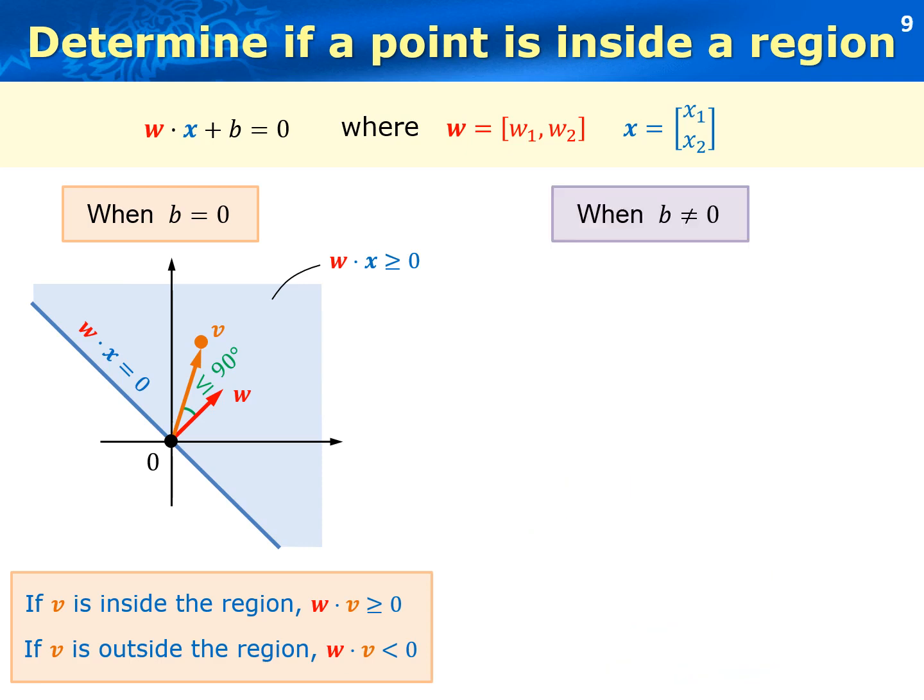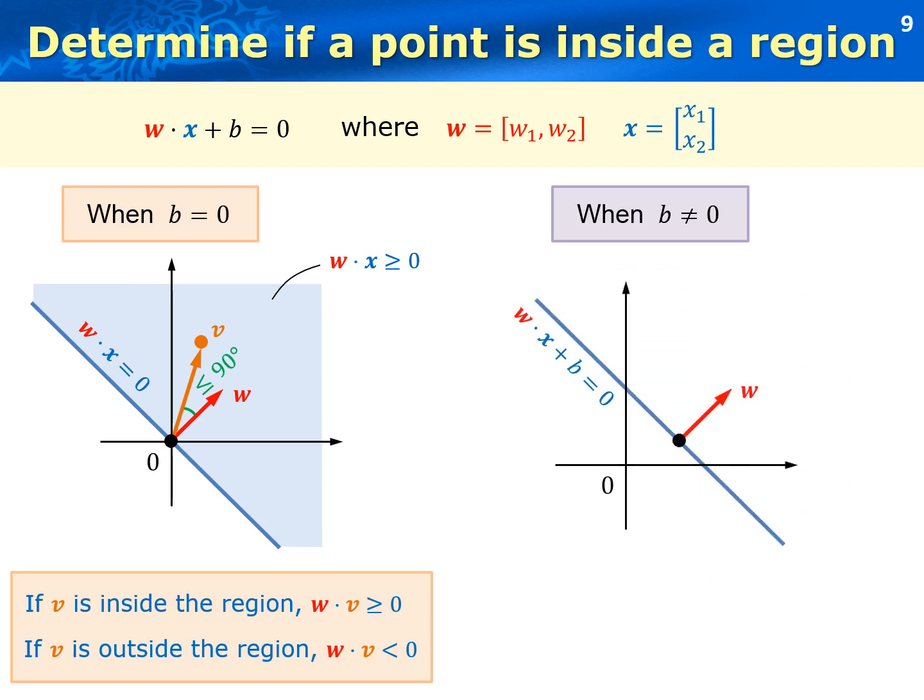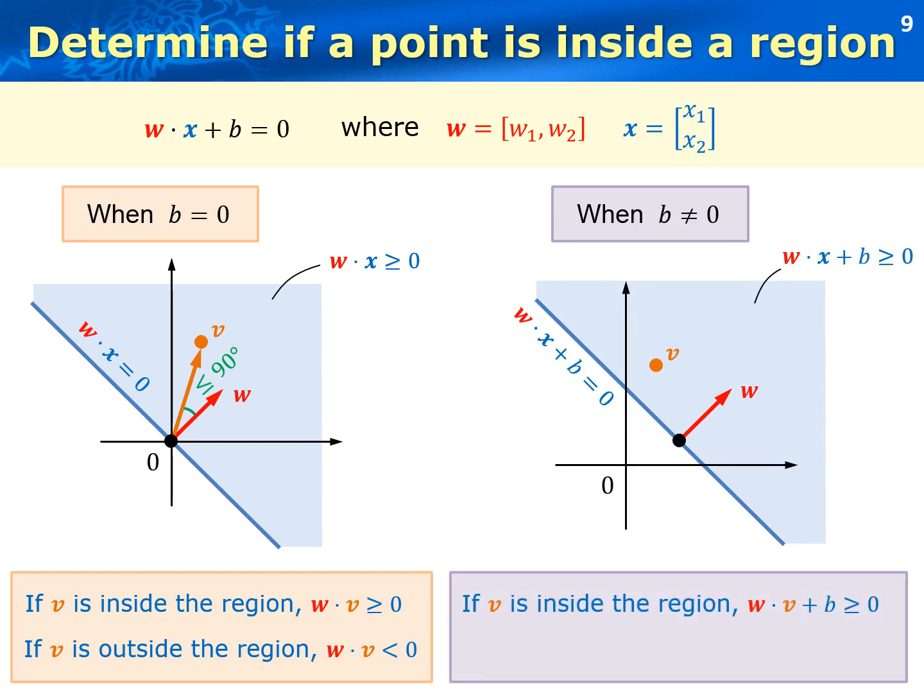In this case, the line is not across the 0 point. Given a point V, to determine whether V is inside the blue region, we can use a similar approach. If V satisfies w times v plus b is greater than or equal to 0, then V is inside the region, otherwise outside. However, in this case, we cannot simply use the angle between V and w to determine if V is inside the blue region.